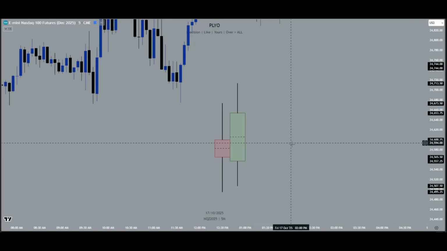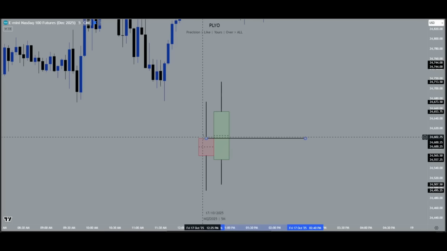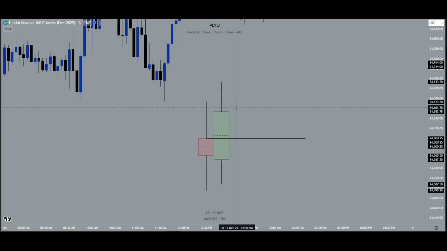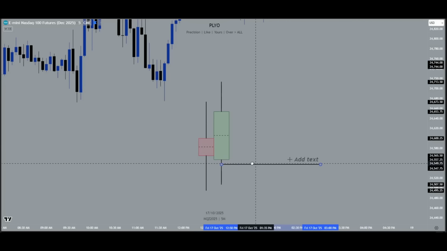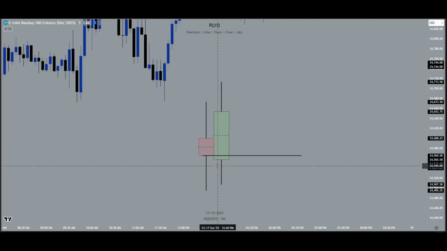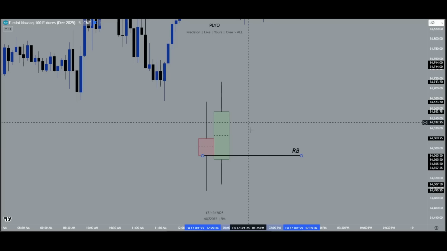Where do you enter on a rejection block? Think back to an OB. On a regular OB, you'd enter off the open of this bearish candle to try to get an entry, you know, as price kind of comes back down here, you tap it, and then we go up. For a rejection block, you want to enter on the close of the candle. Why is that? For some reason, price loves to tap the rejection block close and just fly.